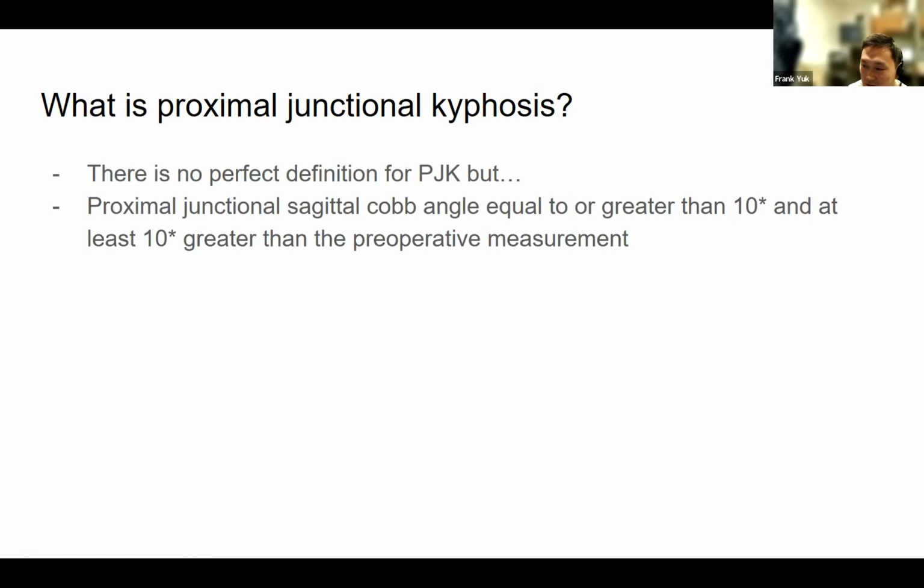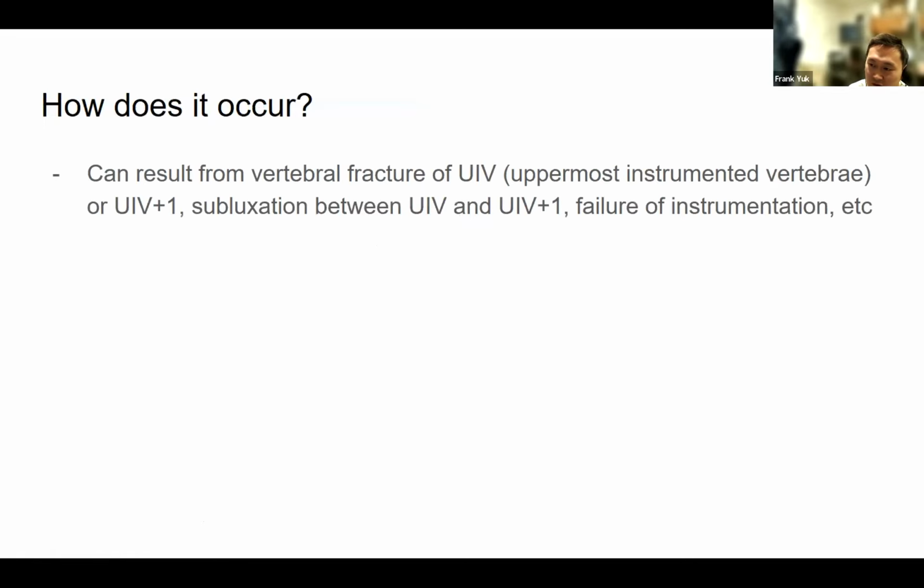PJK, proximal junctional kyphosis, but this has been the generalized accepted definition, which is that the sagittal Cobb angle is equal to or greater than 10 degrees, and there has to be greater than 10 degrees of kyphotic change than the preoperative measurement. So, and how does this occur? It can occur from vertebral fractures of the upper instrumented vertebrae or UIV plus 1, which is a level above, subluxation or dislocation or spondylolisthesis between the UIV and UIV plus 1, failure of instrumentation, et cetera.